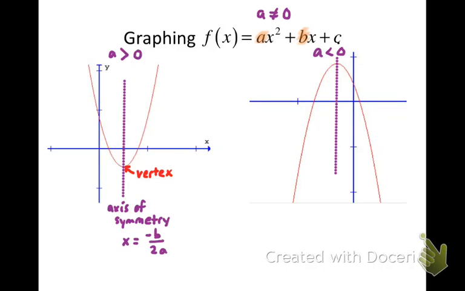And so the reason that's important to understand is because we can use the equation of the axis of symmetry in order to figure out what the x-coordinate for the vertex is. All right, so the x-coordinate for the vertex simply corresponds with the equation for the axis of symmetry. It would simply be the opposite of b divided by 2a.